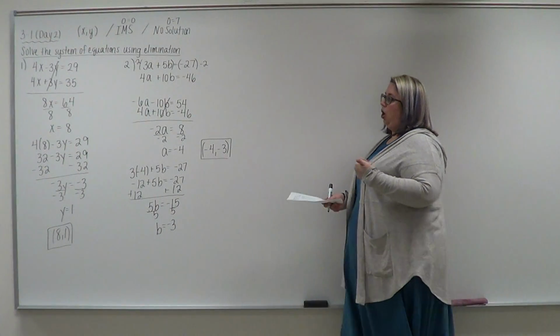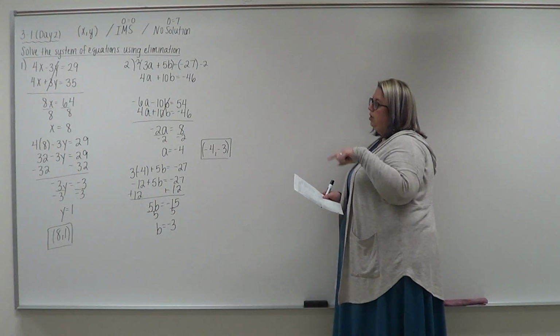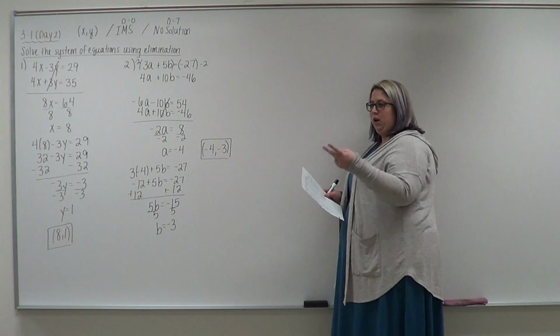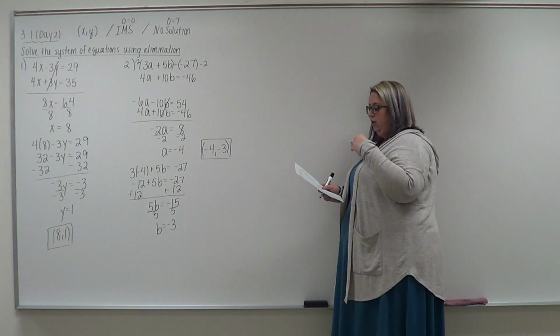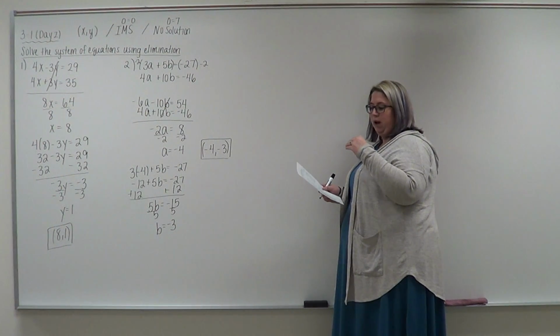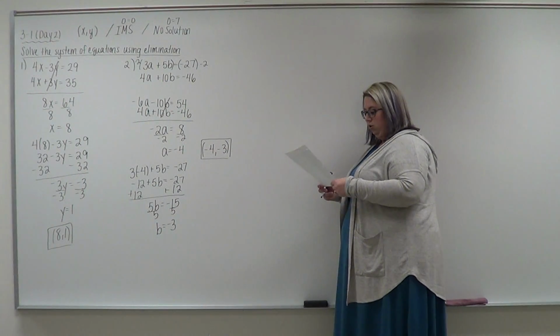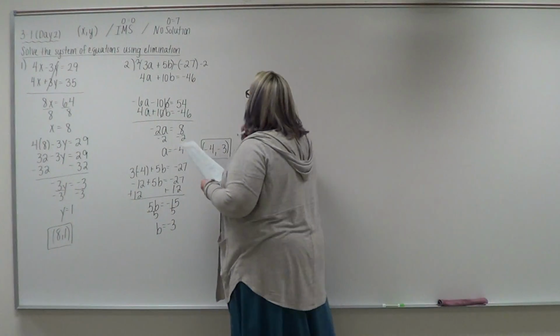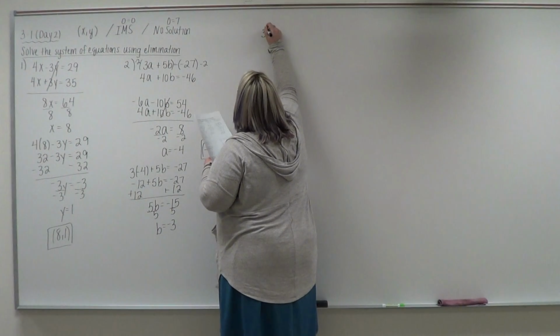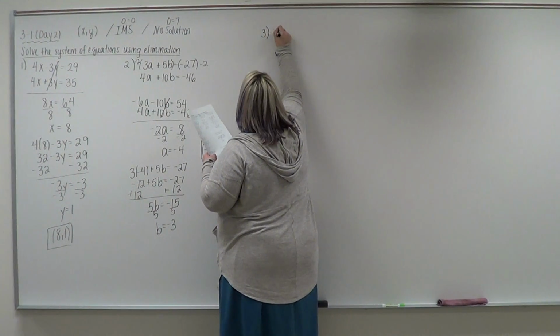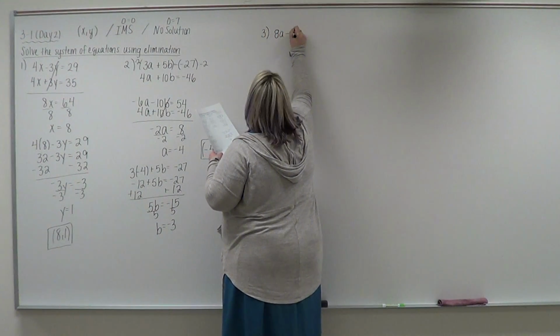Okay, so we did one that was automatically all ready to go. The second one, we had to multiply one of them by something. Okay, you also may have to multiply them both by something. So we're going to do an example of that. So let's do this one.